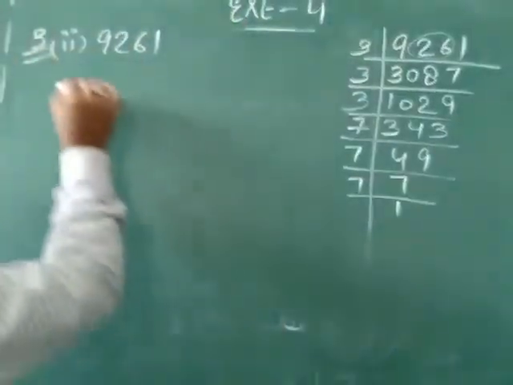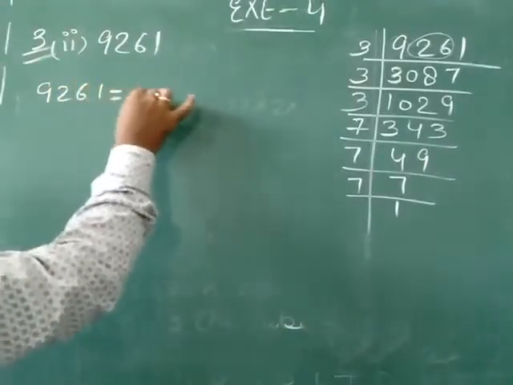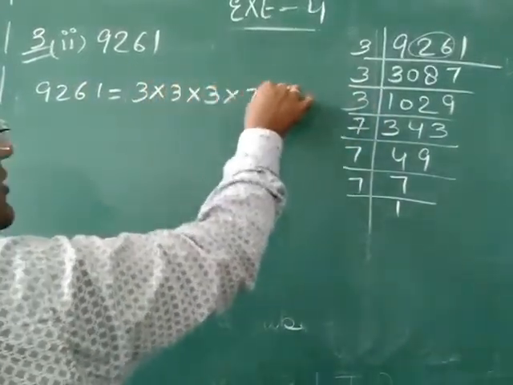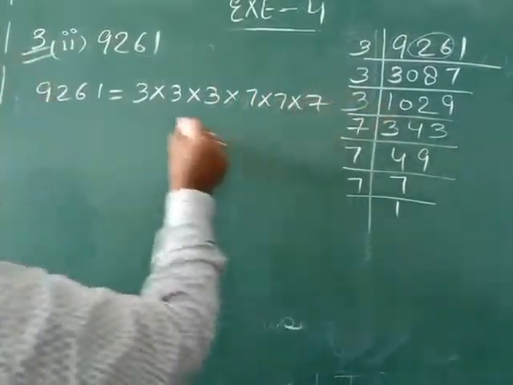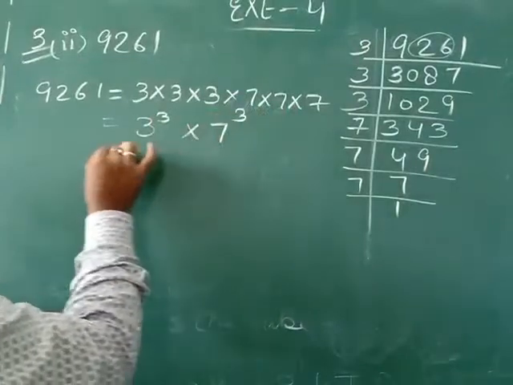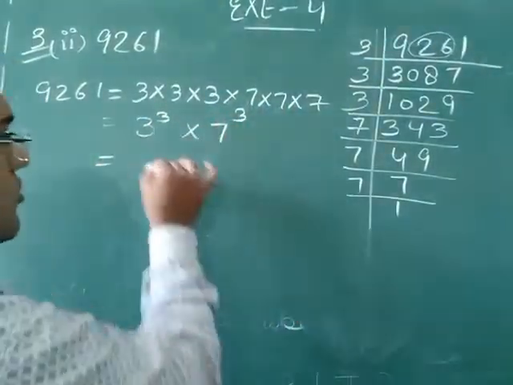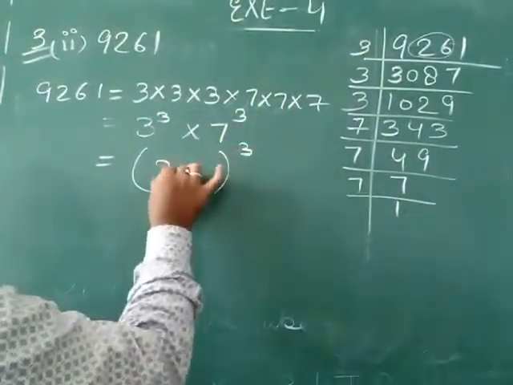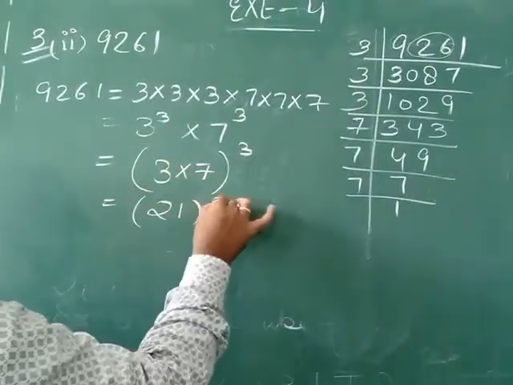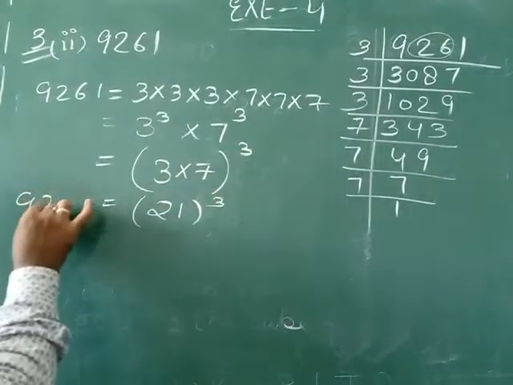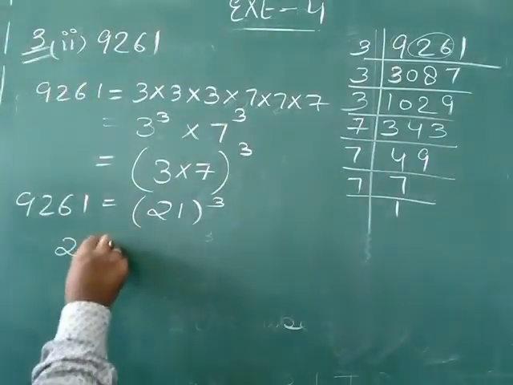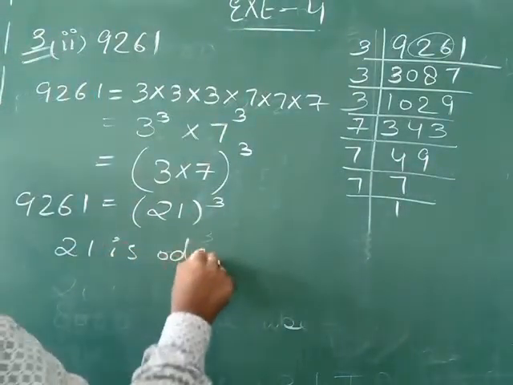Now we will write the answer. 9261 is equal to 3 into 3 into 3, 7 into 7 into 7. That means 3 power 3 and 7 power 3. So these two powers are the same. So we will put it as whole power 3, and inside we write 3 into 7. That means 21 power 3. So 9261 is the cube of 21, and 21 is an odd number.